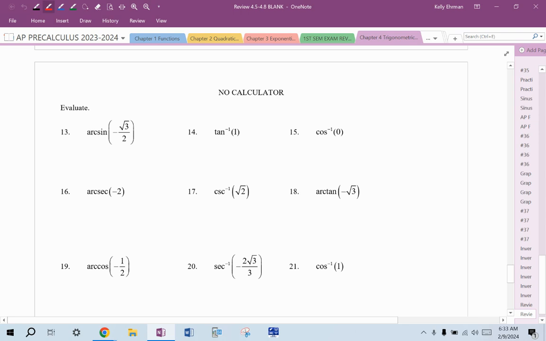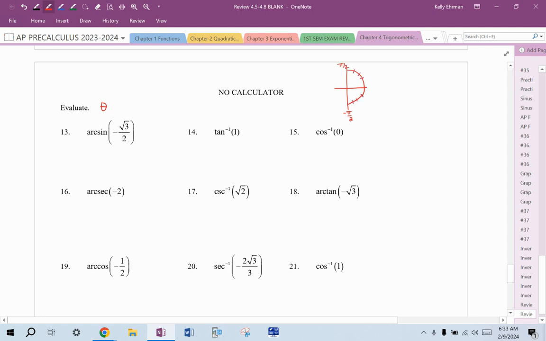All right, this last section is also on the no calculator part of our test. So all of this inverse trig evaluating. Remember, if it's an inverse trig problem, the goal is to find theta. So which theta makes this trig function equal to this number? And remember that arcsine and arctangent are restricted to only giving angles between negative pi over 2 and pi over 2.